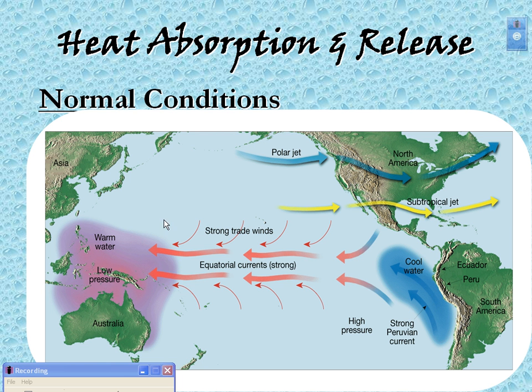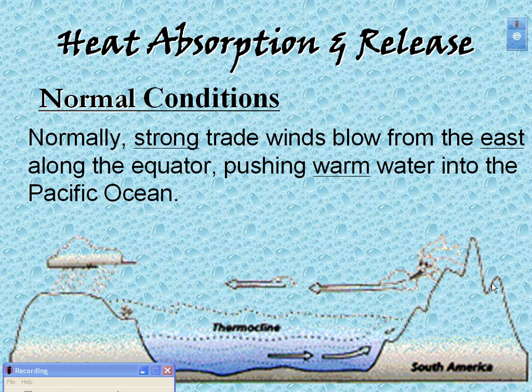So if you take a look at the picture, normal conditions, we usually have these trade winds that are blowing the warm water over here towards Australia and Borneo and Papua New Guinea, Indonesia. That warm water makes everything warm over here. That's normal conditions. So strong trade winds blow from the east on the equator. Remember, it comes from the east. We call it an easterly, pushing warm water into the Pacific Ocean, so away from South America. That's good.